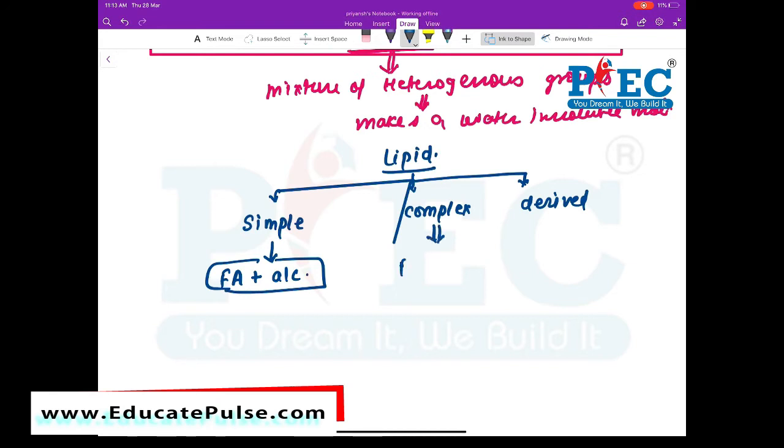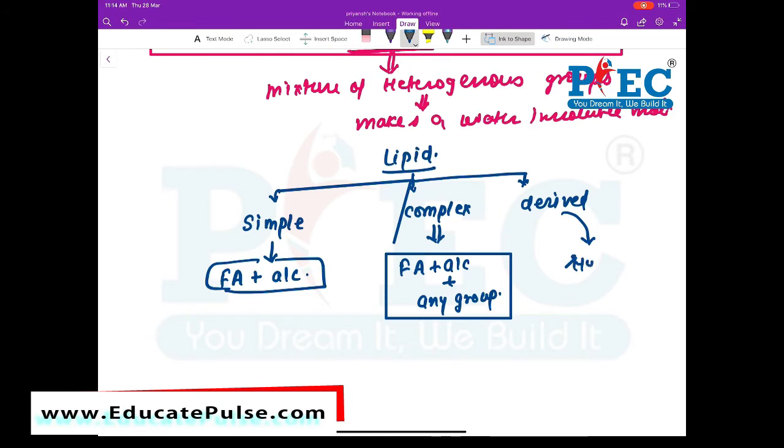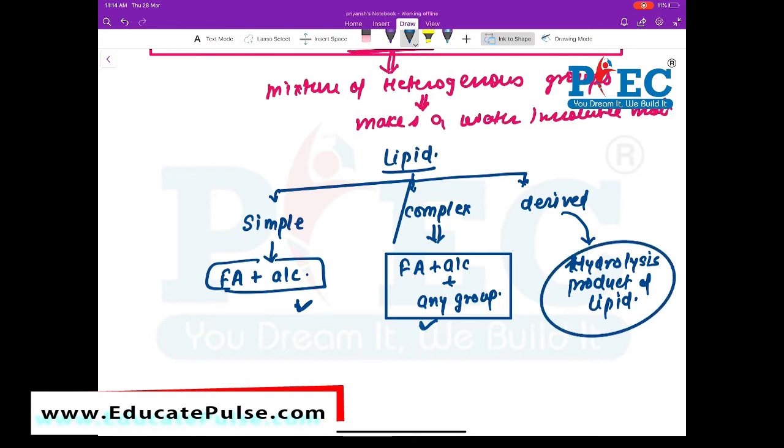What is complex lipid? It is fatty acid plus alcohol plus one additional group. Anything extra will be there, so I am writing this as any group. This will be called complex lipid. Derived lipid is basically a hydrolysis product of lipid. It means from the first two categories, if we do hydrolysis, whatever water insoluble molecules we generate will be called derived lipid.